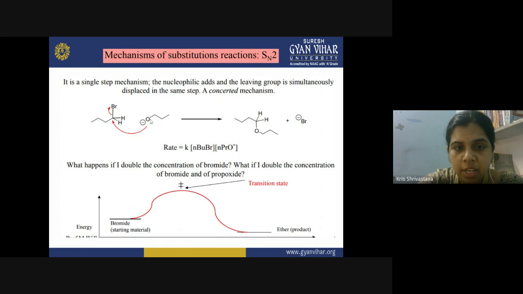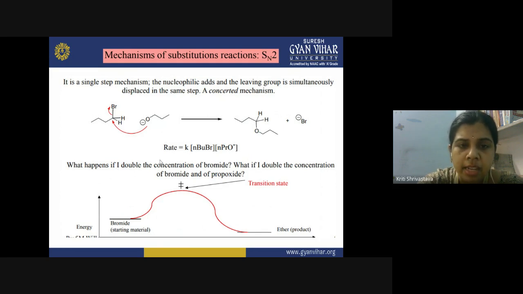Why? Because the molecularity of the reaction is 2. And if you see what the factors affecting the rate of the reaction are, the rate of the reaction will depend upon both the concentration of the substrate as well as the concentration of the propoxide ion. Because the molecularity is 2 and the rate also changes with change in the concentration of the two reactants, you can say that this is substitution nucleophilic second order.